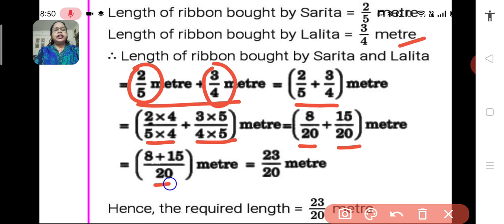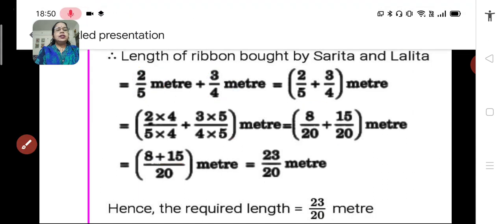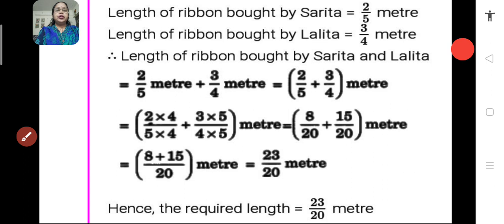Now we have to retain the denominator and add the numerators. So what do we get? 8 plus 15, we get 23 and the denominator is 20. So what do we get? Total length of the ribbon is 23 upon 20. 23 upon 20 meter.